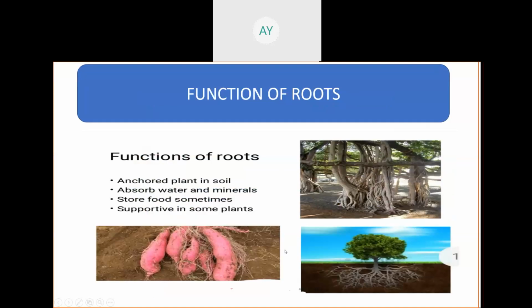So these are the main functions of the root: storage of food material, then support and keep the plant in erect position. Anchor means support. Anchor means support the plant in the soil. Okay, so it checks and protects the plant at the time of soil erosion, and absorbs the water and minerals from the soil. So these are the different functions of the roots.